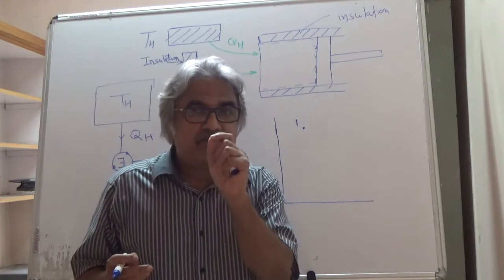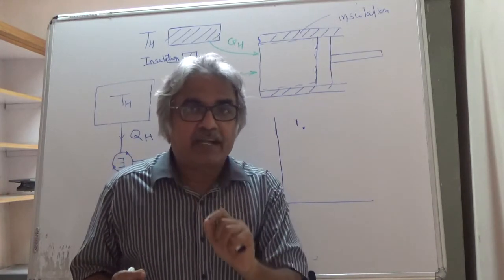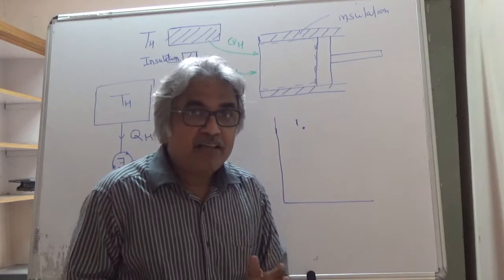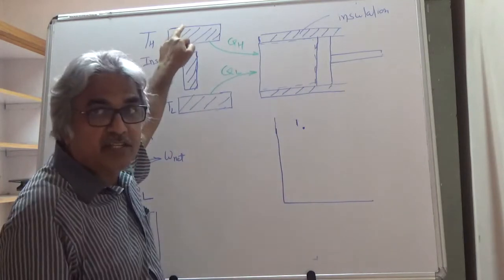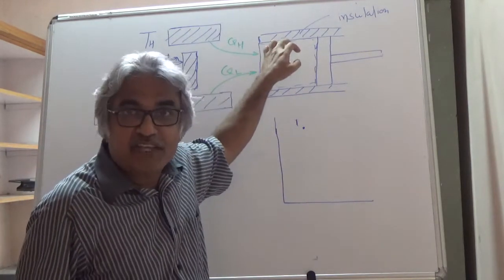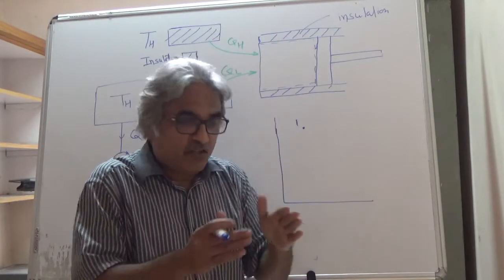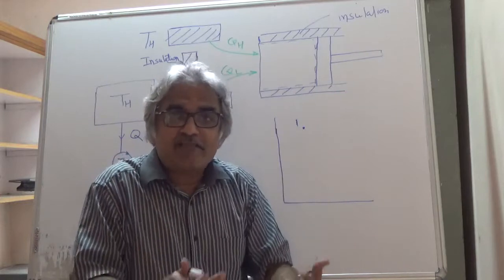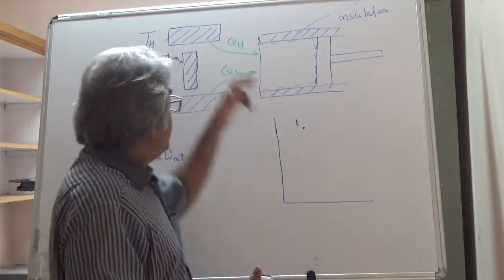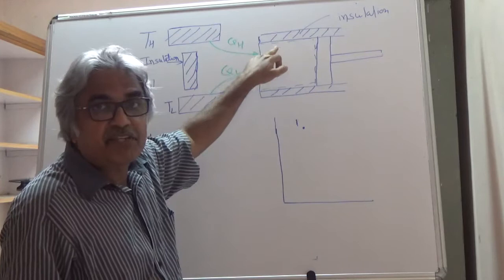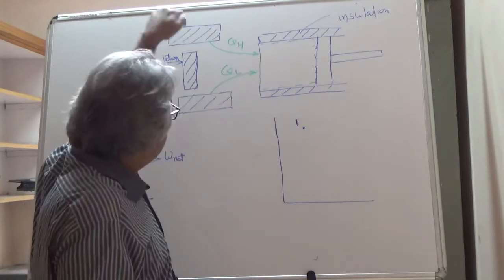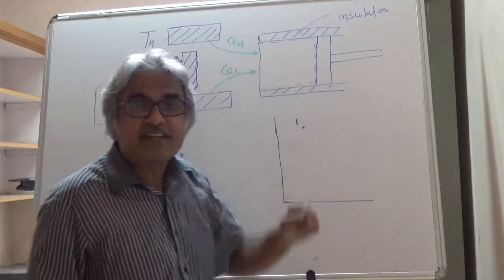I need you to be paying very careful attention. Why is it isothermal? Because this temperature is constant, so obviously the temperature of the gas has to be constant, because you want reversible heat transfer, right? So since your need is to have reversible heat transfer, this temperature and this temperature should be the same. Because this is constant, this also has to be constant.